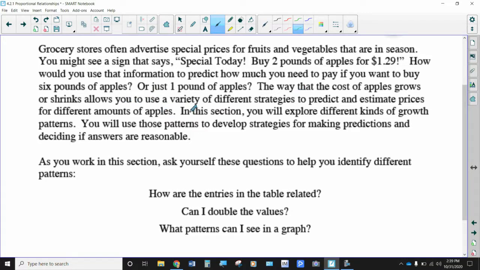In this section, you will explore different kinds of growth patterns. You will use those patterns to develop strategies for making predictions and deciding if answers are reasonable. As you work today, ask yourself these questions to help you identify different patterns. How are the entries in the table related? Can I double the values? And what patterns can I see in the graph?